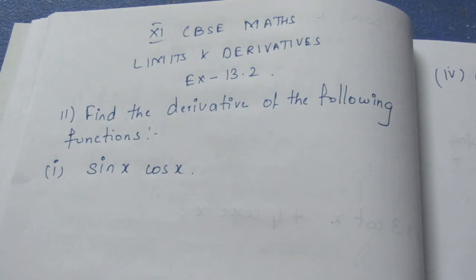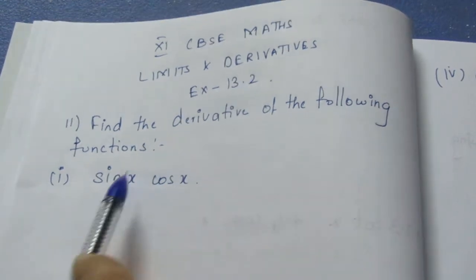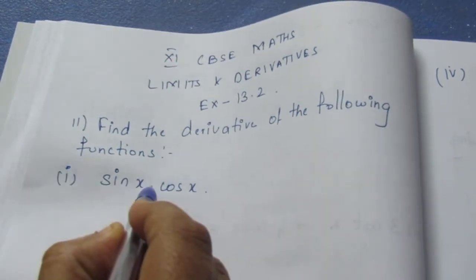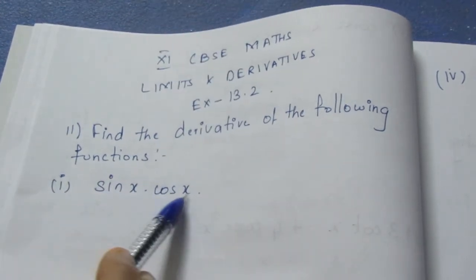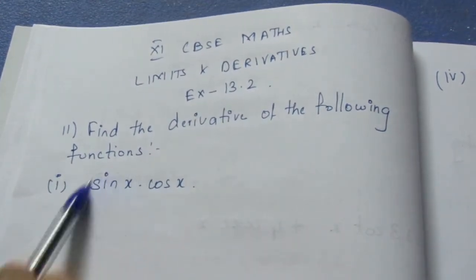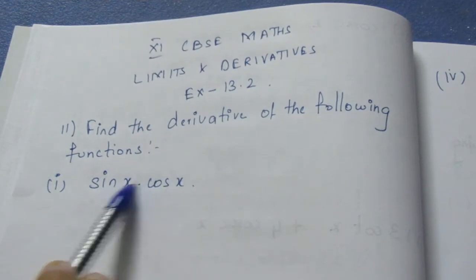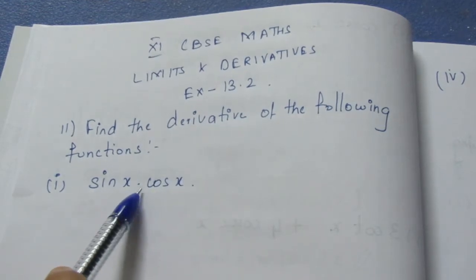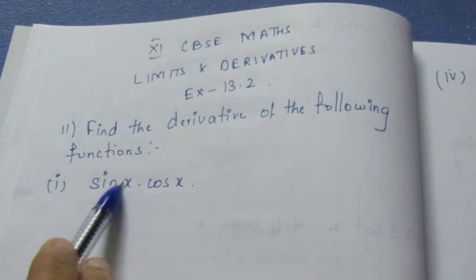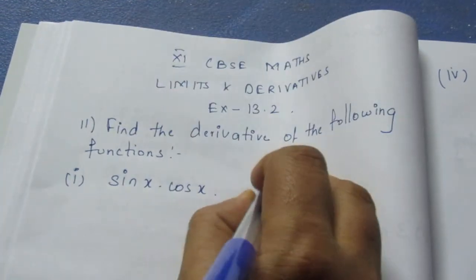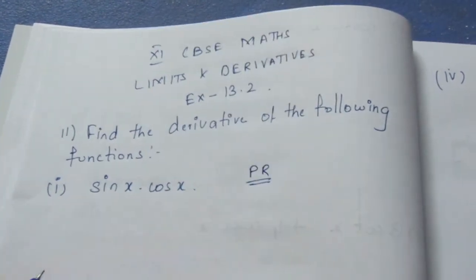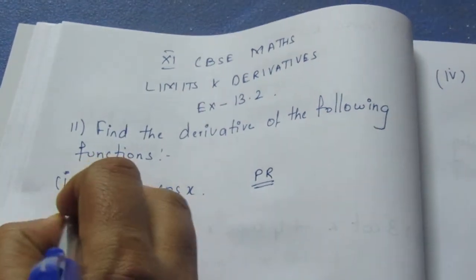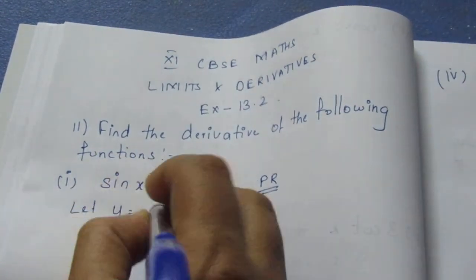In the first one, it is sin x cos x. We can see two different functions. It is in multiply, sin x into cos x. That means we should not directly do the differentiation of each and everything for multiplication and division. There is a rule, we need to follow the rule. Here it is in multiply, which means we need to follow the product rule. Product rule means, let me write, let y is equal to the given thing.